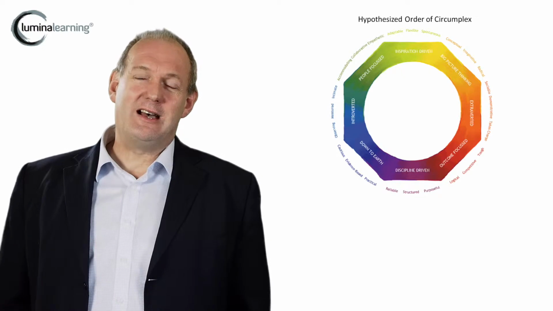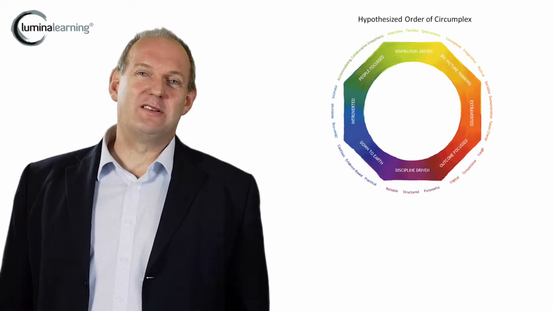I'm the founder and the CEO of Lumina Learning, and in this short video I'm going to be explaining to you why we've laid out the 24 qualities in the Spark model in the way that we have, why they're in a circle, why they're in this particular order. So here you can see the hypothesized order of the 24 qualities.